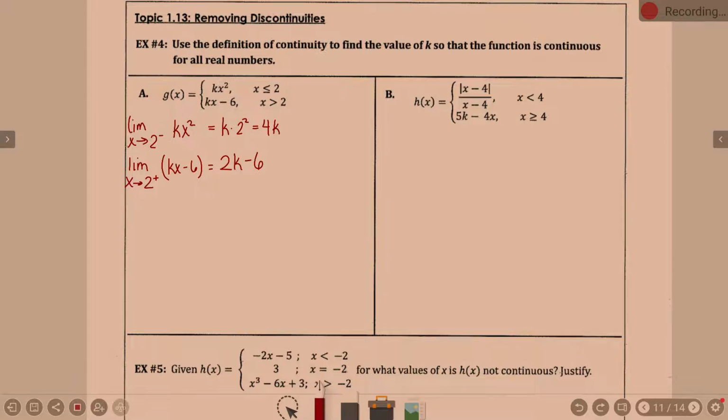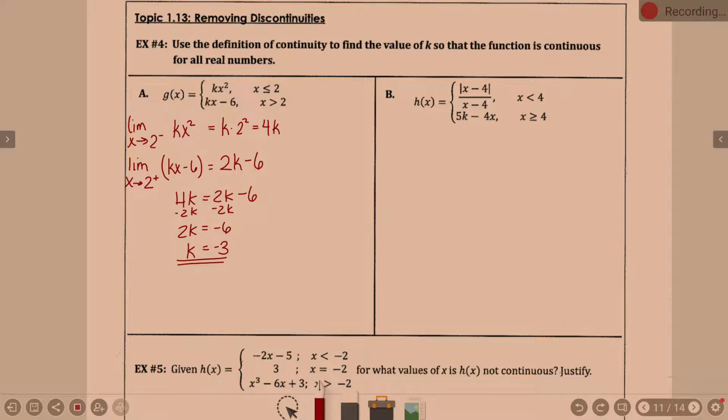Well, what do we know? What should be happening? They should be equal, yes? So it's the idea that the limit from the left should equal the limit from the right, or in other words, 4k should equal 2k minus 6. Does that give us a way to find k? Yeah. Do your algebra. Subtract the 2k over, and I have 2k equals negative 6, and thus k equals negative 3.